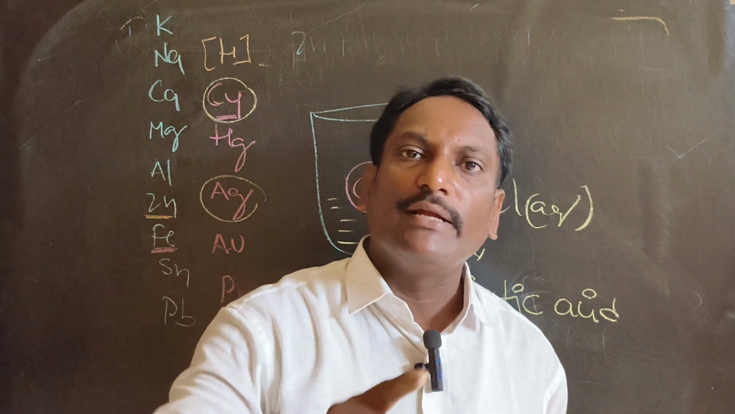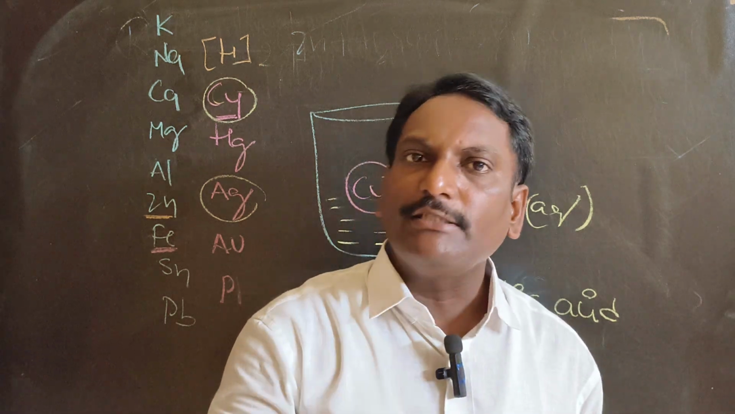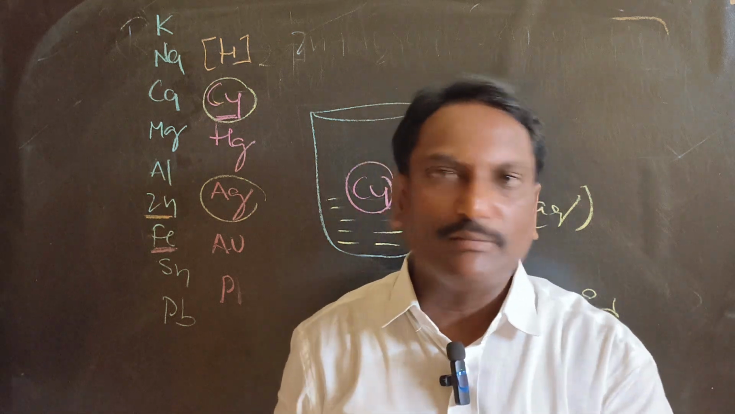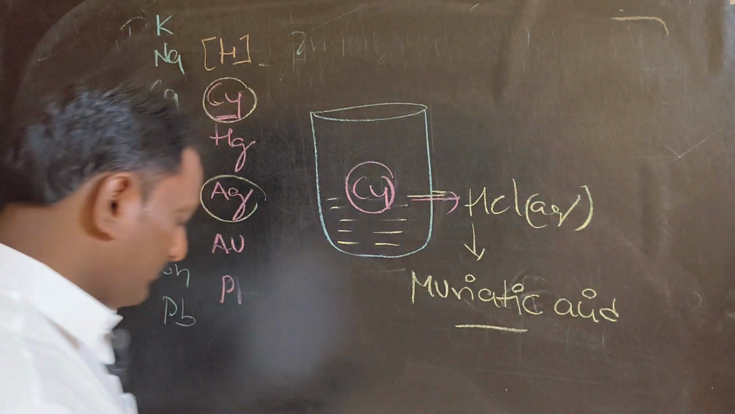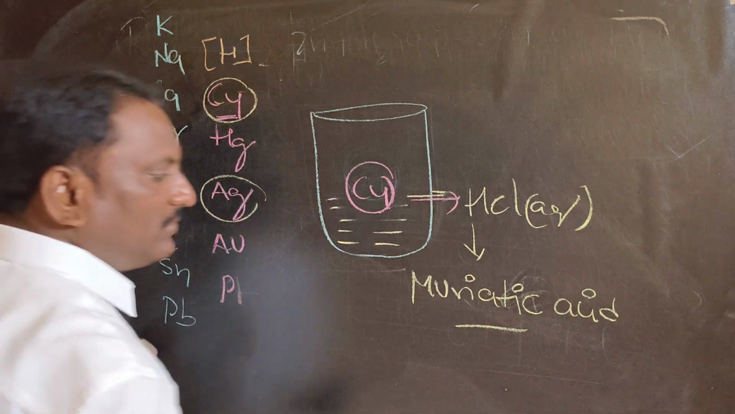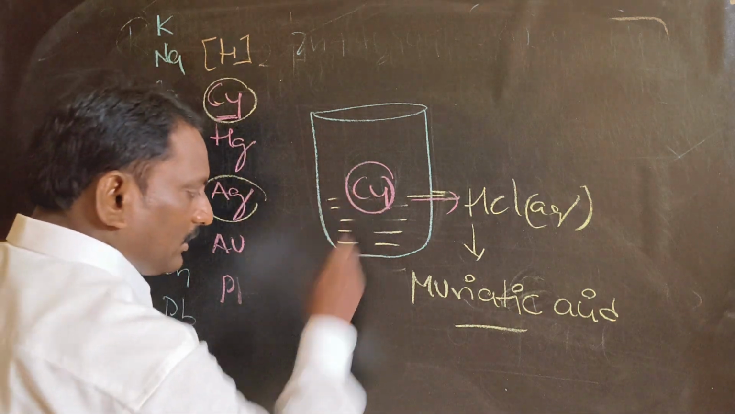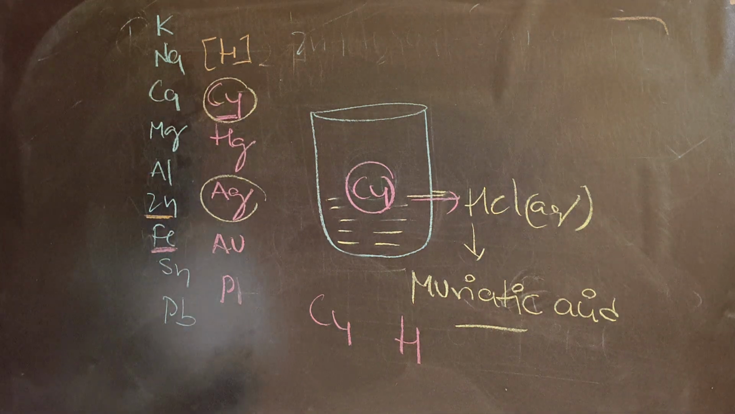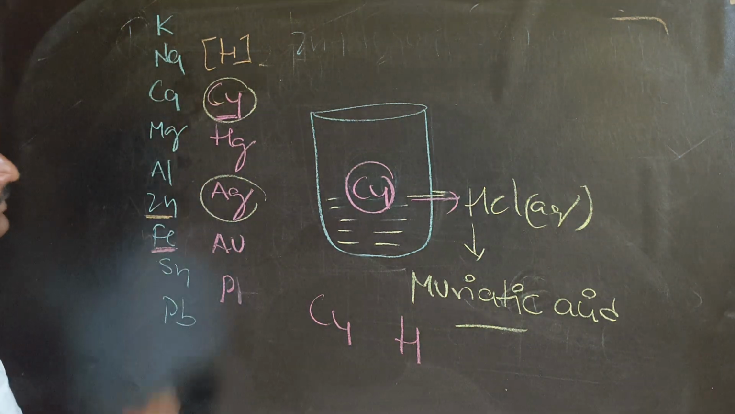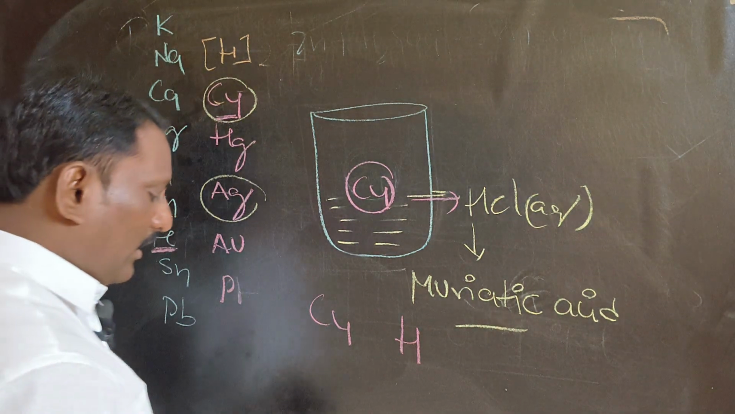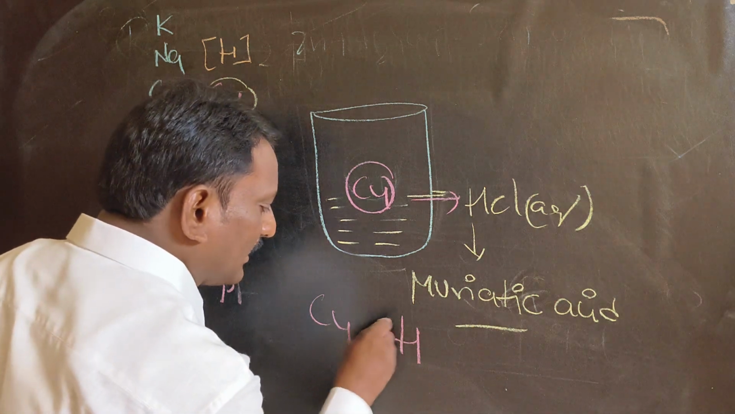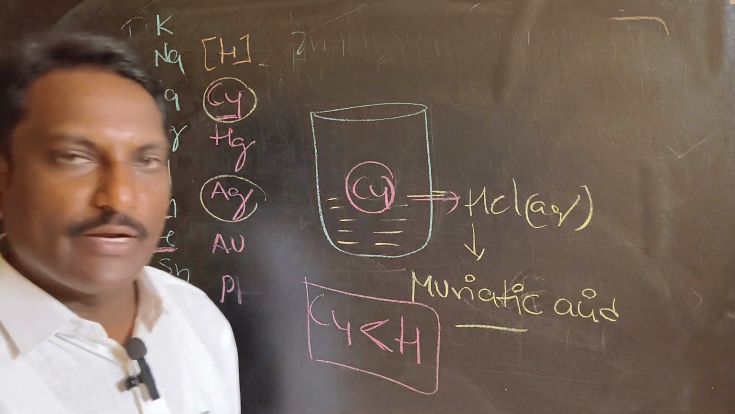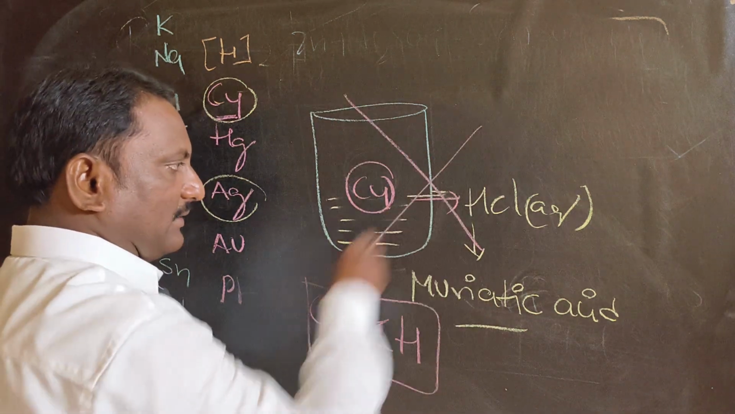Based on these names, you will get questions in the examination. Please make a note of all the points I am writing on the board. Don't skip any point. Right. According to the condition, copper is the entered one, hydrogen is the existed one. Hydrogen is more reactive than copper. So the condition is not satisfied. So there is no reaction.